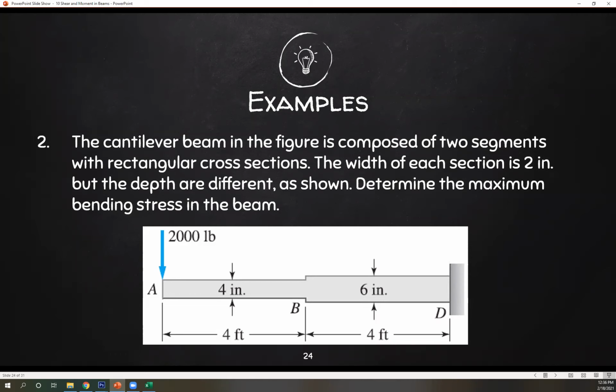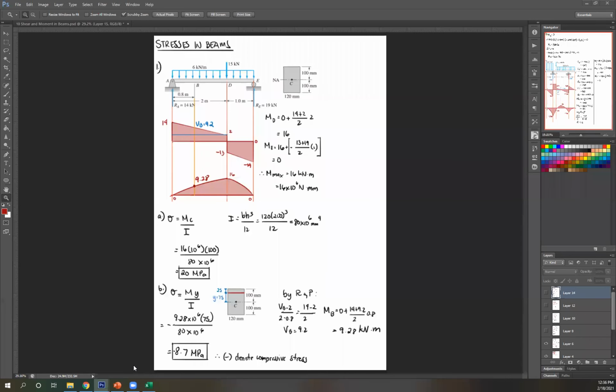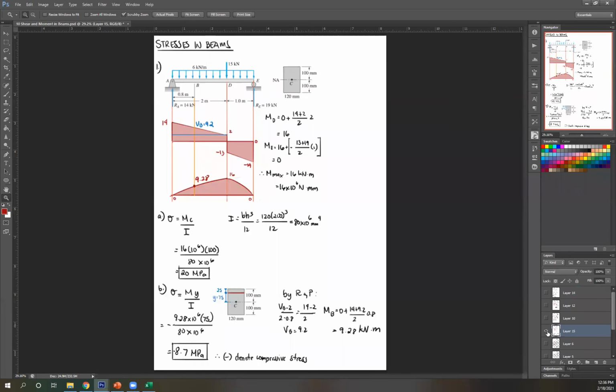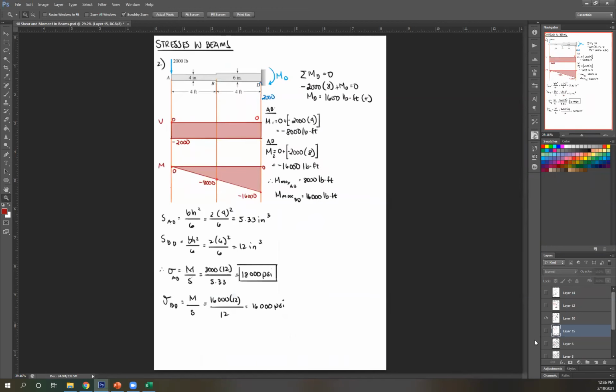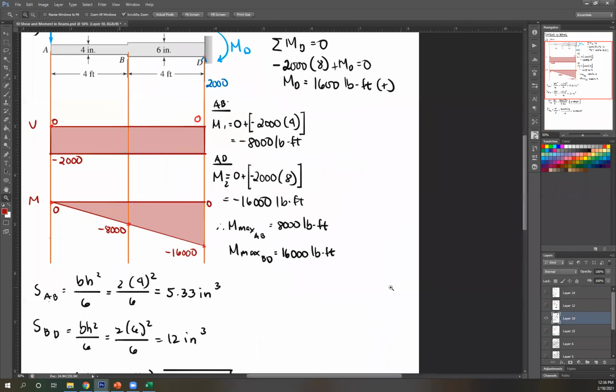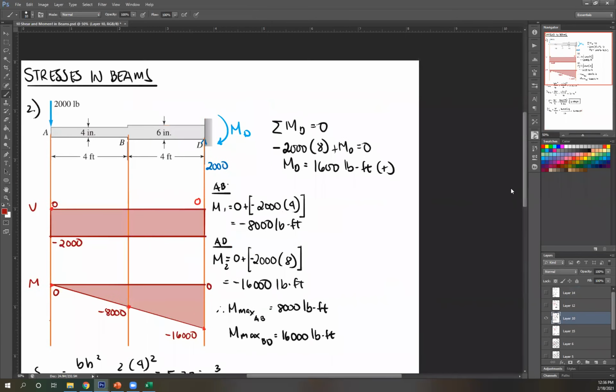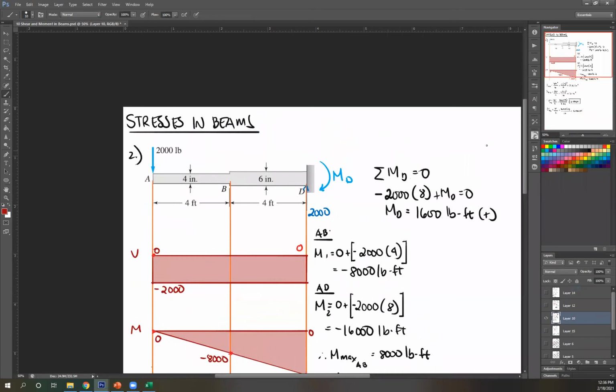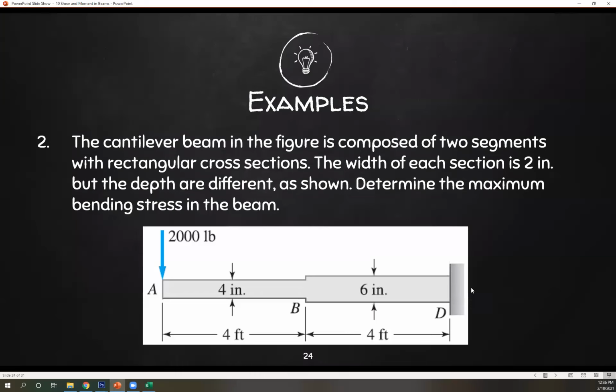So to get maximum bending stress, I need to know maximum moment. So to get maximum moment, shear moment diagram. So let's create another shear moment diagram. So again, I've already created a solution. Okay, so first, shear moment diagram. So as you can see, reaction at your fixed end is not given. Okay, so for a fixed end, there is always a reaction and moment.